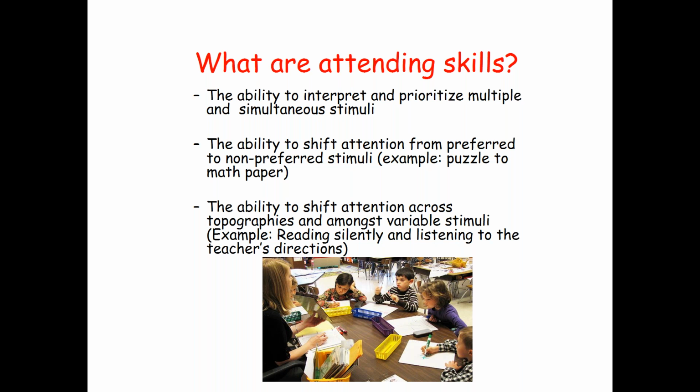So again, attending skills is the ability to shift attention across topographies and amongst variable stimuli. So for example, if a student is reading silently and listening to teacher's directions, or if I see my activity right here where I have a teacher sitting at a small group table and I have multiple students here and I have one student in the middle who may or may not be paying attention. And I look at this and say, okay, well, other students seem like they've started the activity. The teacher seems like they're directing their attention at this student here who doesn't look to be starting the activity.